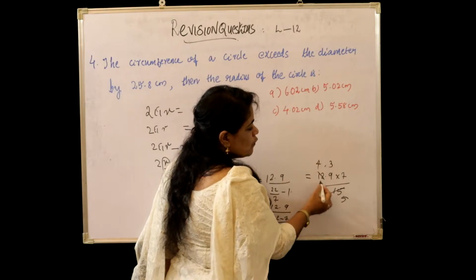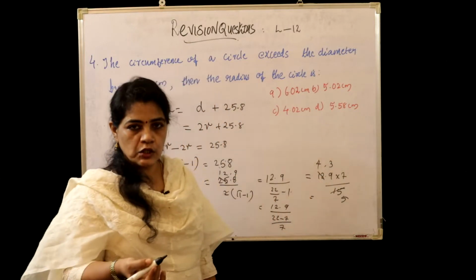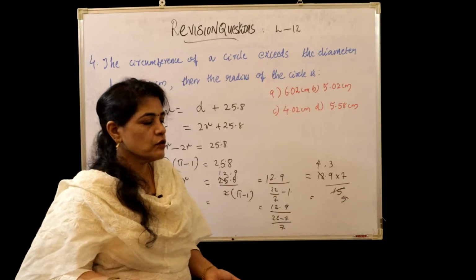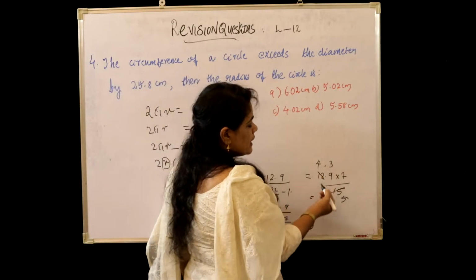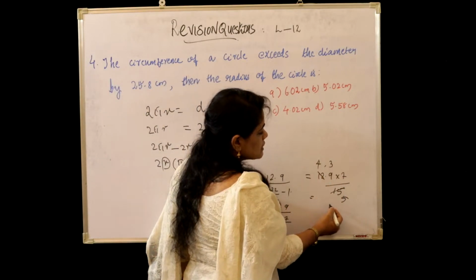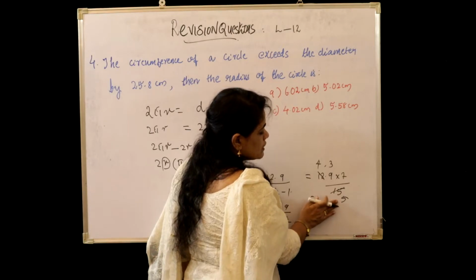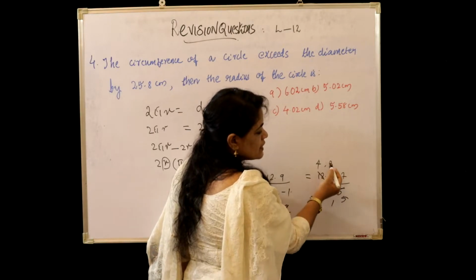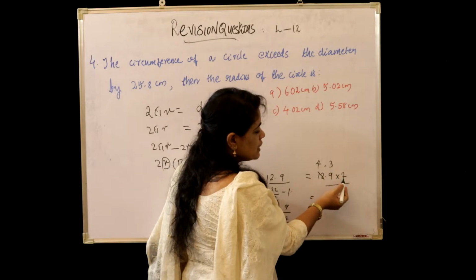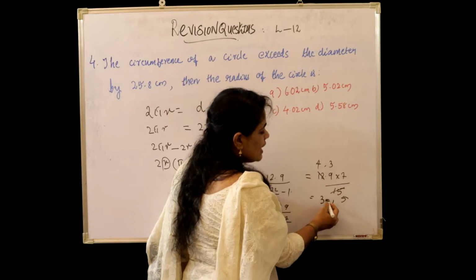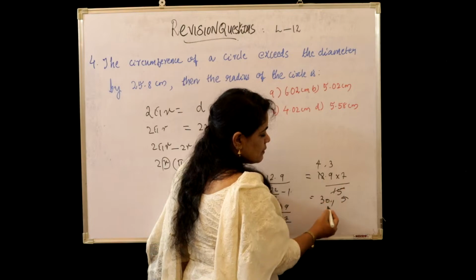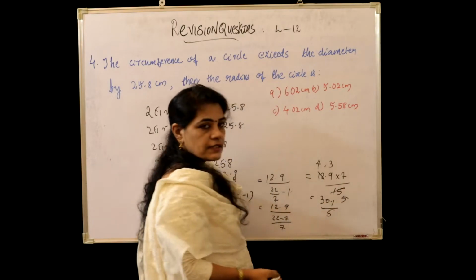Okay, now 4.3 into 7 divided by 5. 5 is not divisible. Okay, so we can get the multiplication product. So 21, and 2 carries. 7 3s are 21, 2 carries, 28, 28 plus 2, that is 30, and 1 decimal divided by 5, right?